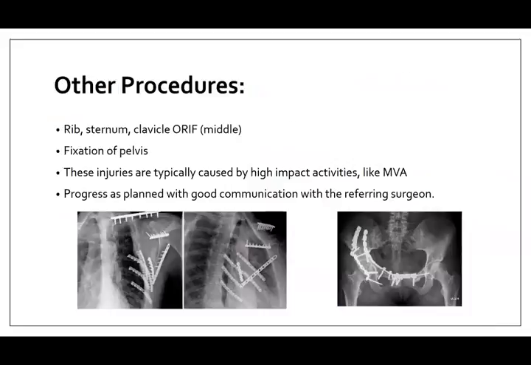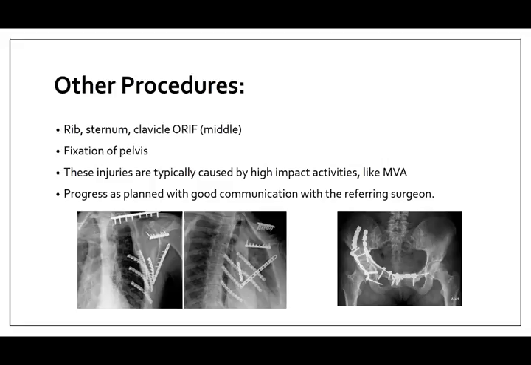The only other procedures I want you guys to be aware of that have to do with the axial skeleton are rib, sternum, and clavicle fractures, and also pelvis fractures. These injuries are typically caused by high-impact activities like a motor vehicle accident, and there's no real protocol for these patients.